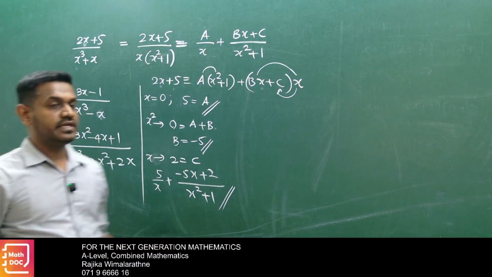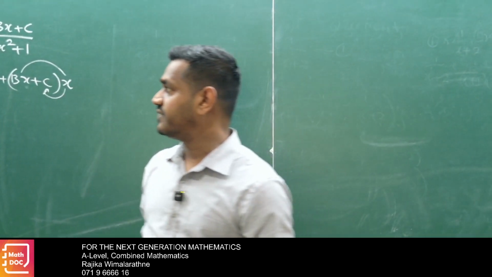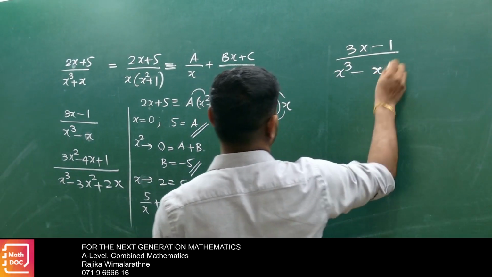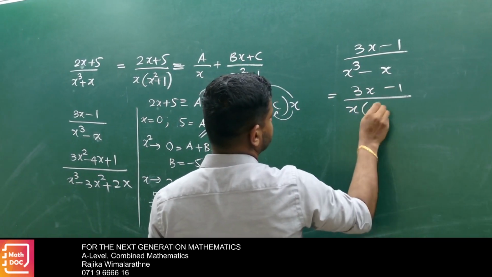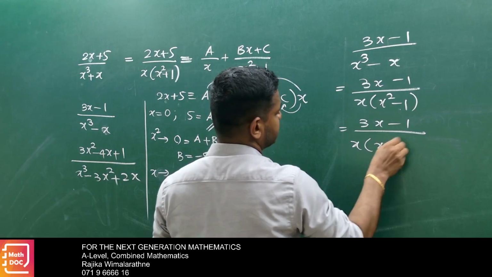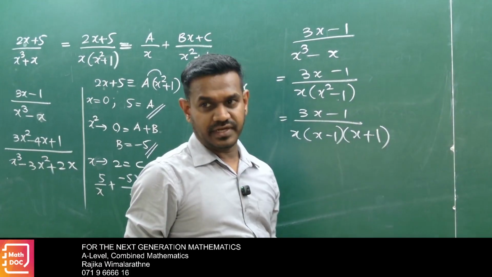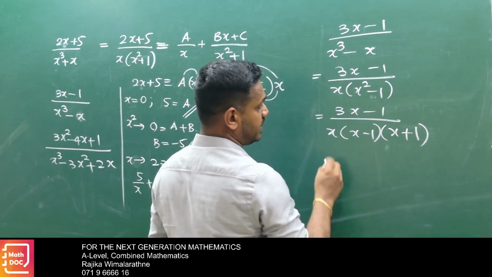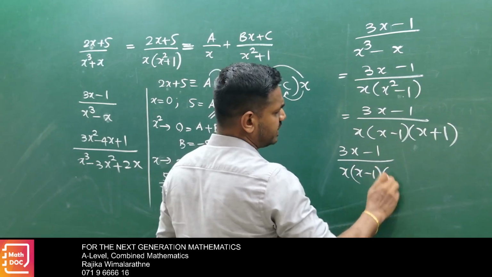Up to now we have done everything under partial fraction. We have to practice only. Then second one, (3x minus 1) over (x cubed minus x). 3x minus 1, take x outside, x squared minus 1. Further we have factors: 3x minus 1 over x into (x minus 1)(x plus 1). You have to completely factorize denominator, okay? Don't stop here, you have to go further.